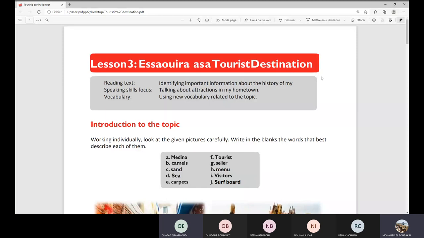Places that we can go as tourists. Well, places that tourists visit. That's good. The city in which we live all together is among the common touristic destinations. So we'll try to identify important information about the history of the town through reading a text. Then we pass to speaking skills, and we focus on talking about some attractions in the hometown, and we'll close with some vocabulary related to the topic, okay?